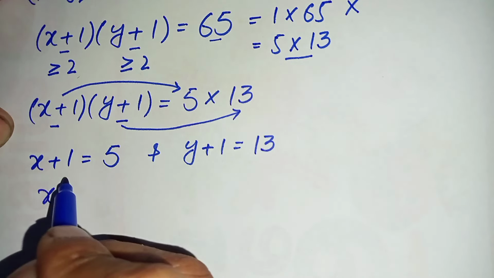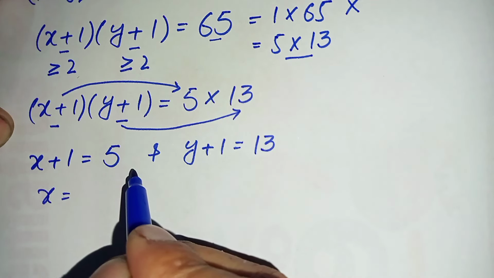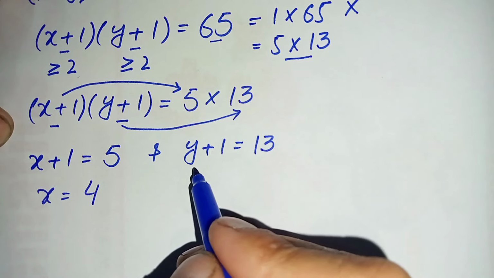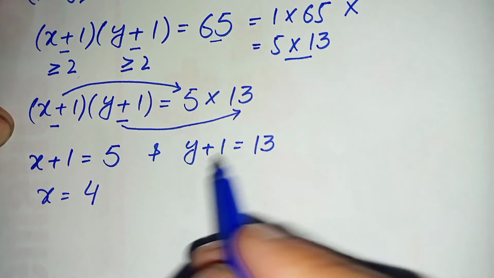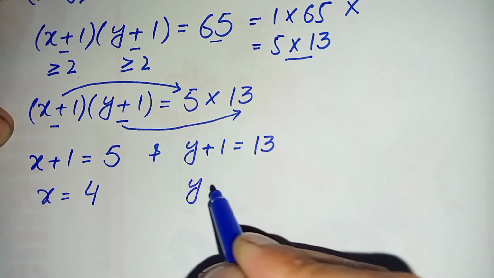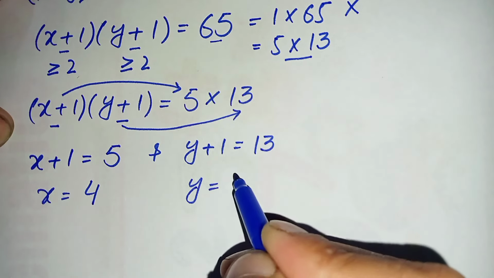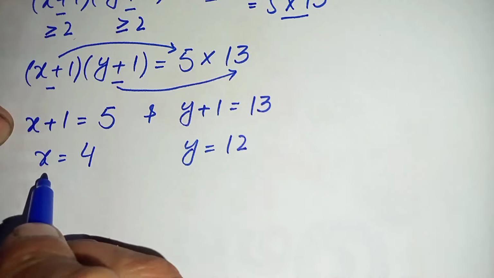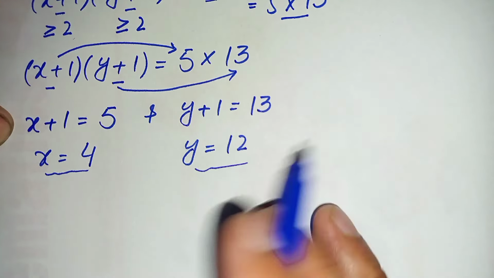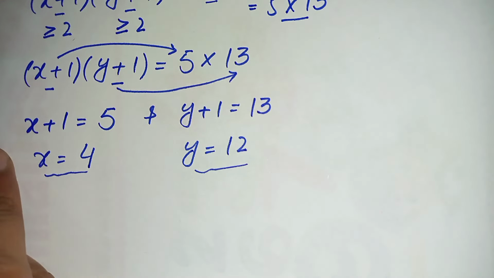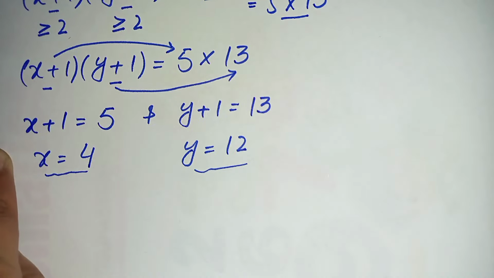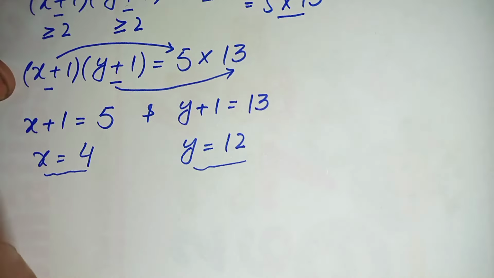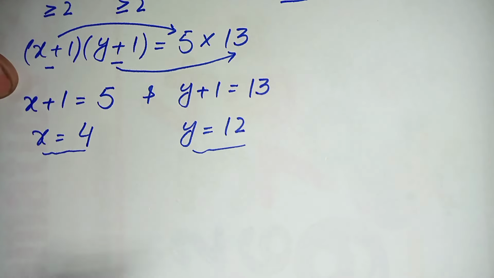Now we will solve these two equations for the values of x and y. So here we will take this one to the right hand side, so it will become negative 1. Now 5 minus 1 is 4, and here also we will take this one to the right hand side, so it will become negative 1. And 13 minus 1 is 12. So here we get the values of x and y. Here we will try to verify that x is equal to 4 and y is equal to 12 are the exact and correct values of x and y in this problem or not. So we will verify it here.